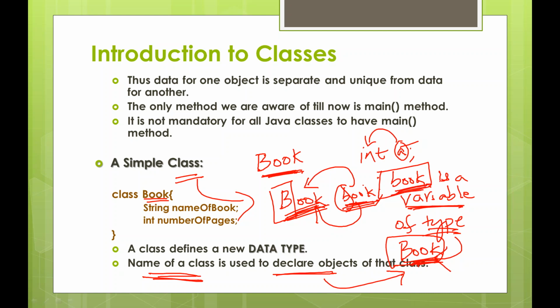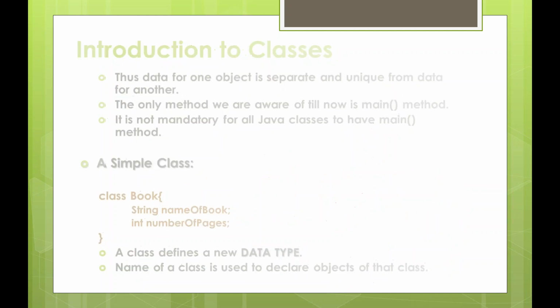We will see what is the difference between, like Pawan asked, the variable and an object. This is just a variable, as of now. This is a variable of type book. How to make this an object of type book, we will see that. Okay, so let's move on.